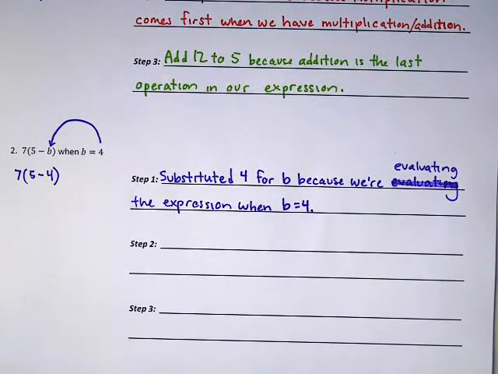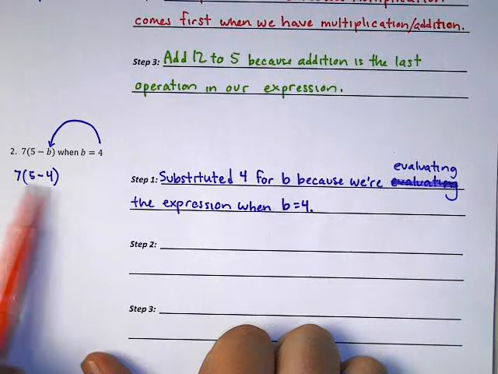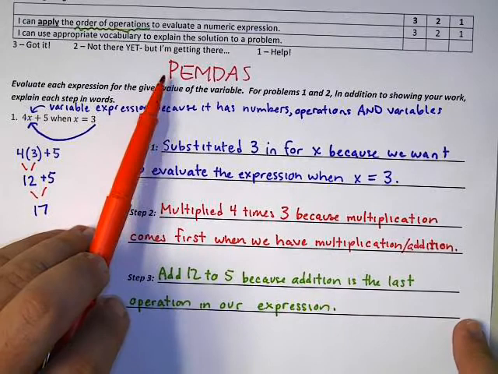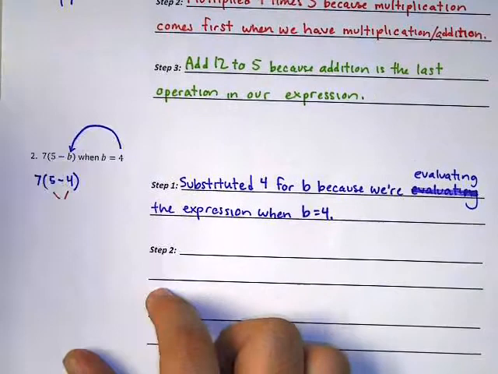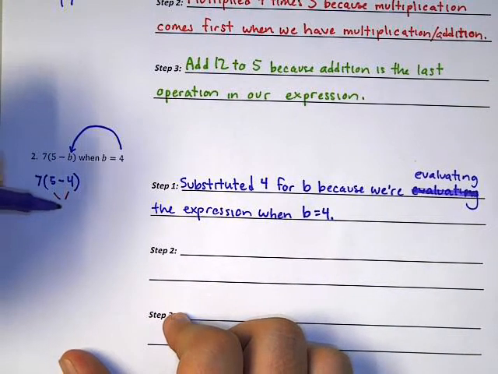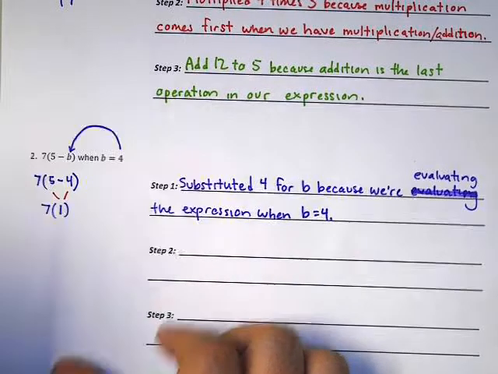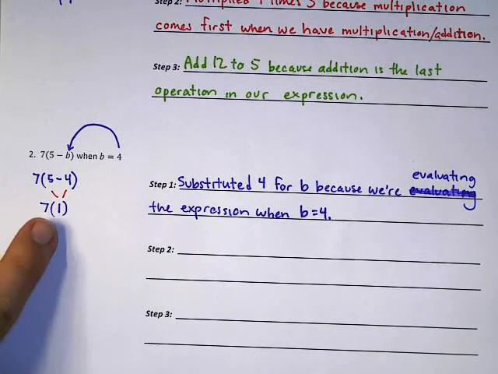Now we can go ahead, we can do a little bit of math here. I see parentheses. Oh, I have stuff inside of parentheses. What comes first? Multiplication or parentheses? Ooh, P, parentheses, okay? So I need to go ahead and perform that operation, subtraction. So I'm going to do 5 minus 4 is 1, and then I'm going to bring everything else down with it. Okay, so now I have 7 parentheses 1.